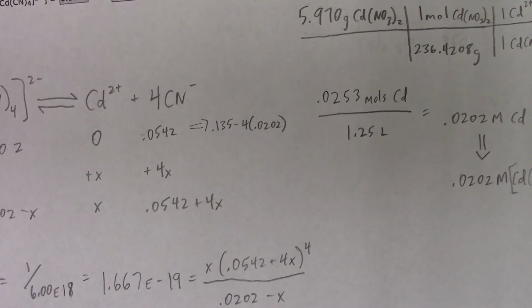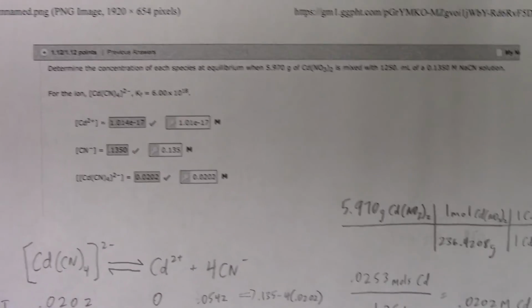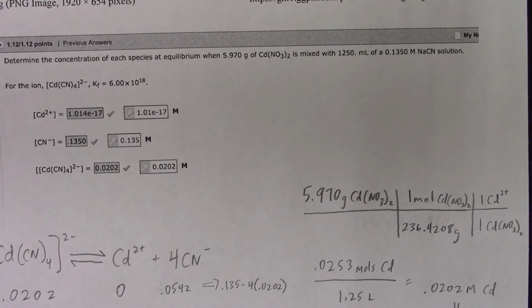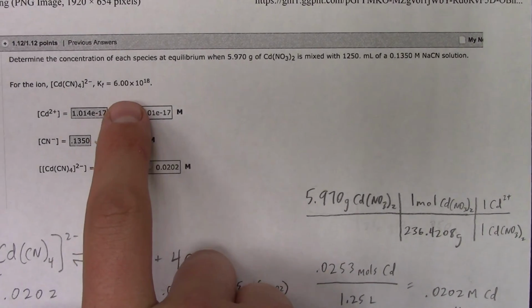12B also shows a similar problem, and the 12B work, which this problem reads, determine the concentration of each species at equilibrium when 5.97 grams of cadmium nitrate is mixed with 1,250 milliliters of 0.135 molar sodium cyanide solution, and then they give us a KF for the complex ion.